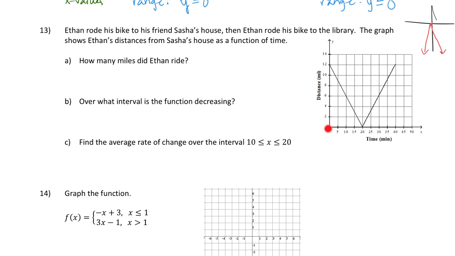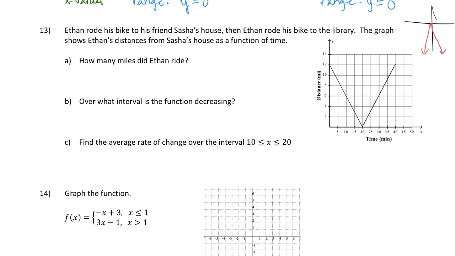So at the start of our time, Ethan is 12 miles from Sasha's house. As time goes on, the distance to the house gets smaller because he's getting closer to her house. So now after 10 minutes, he's only 6 miles away from the house. After 20 minutes, he's 0 miles away from the house, which means he's at Sasha's house right now.